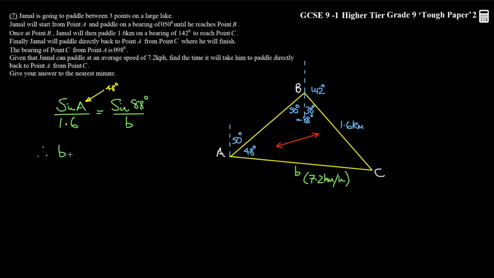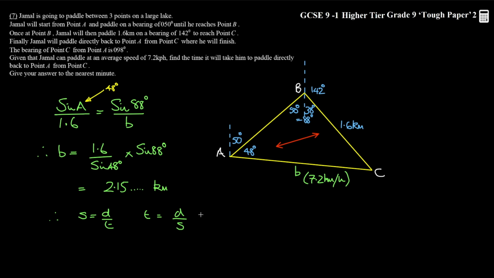Rearranging, I get that b is equal to 1.6 divided by sine 48 degrees, multiplied by sine of 88 degrees. And if you pop that into a calculator, you get the answer of 2.15 kilometers. So as speed is distance over time, time is equal to distance divided by speed. So our time for A to C must be equal to the distance, which is our number here from the calculator, remembering to use all the available digits on its display, divided by the speed, which we're told is 7.2.